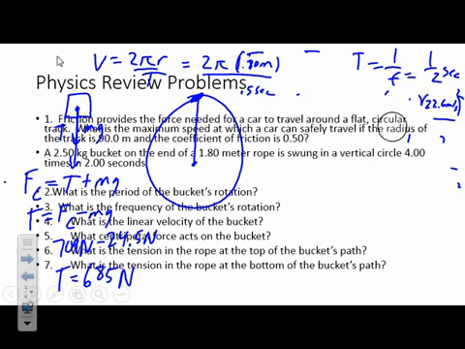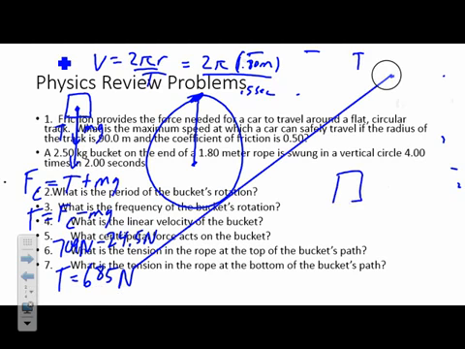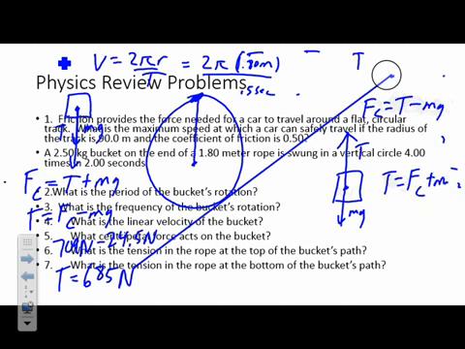Let's draw a free body diagram for the bottom. At the bottom, we have mg acting downward, but we have tension, a bigger force, acting upward. We know this thing's going to accelerate toward the center. It's moving in a circle. The centripetal force, when things are moving in a circle, is the net force. So that force is T minus mg, which means T equals Fc plus mg.